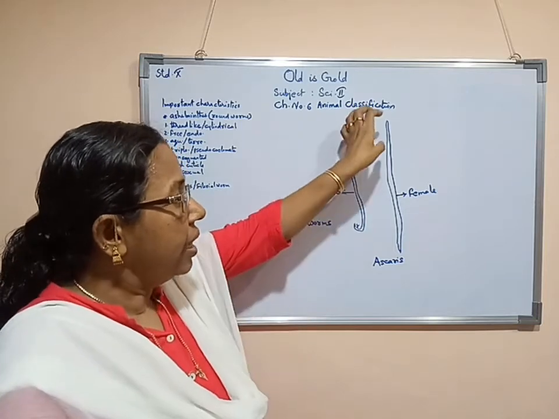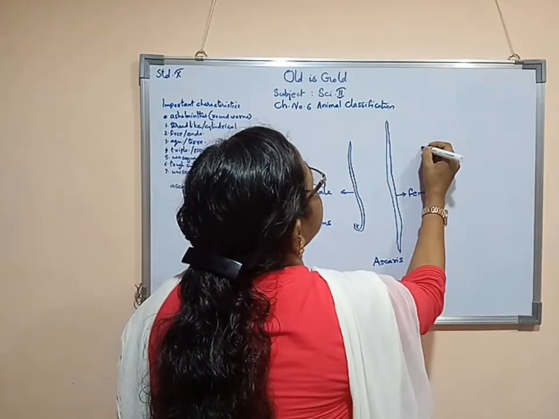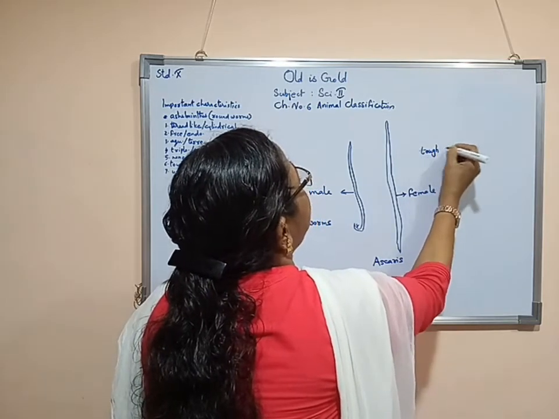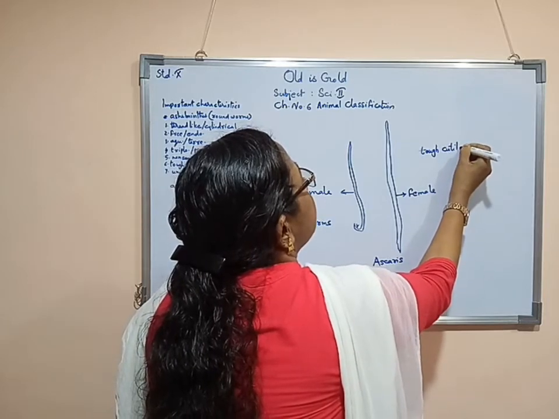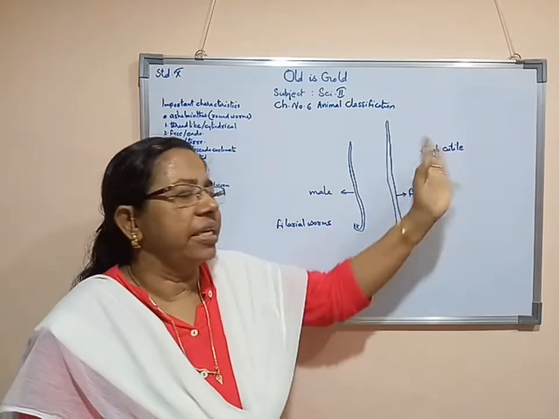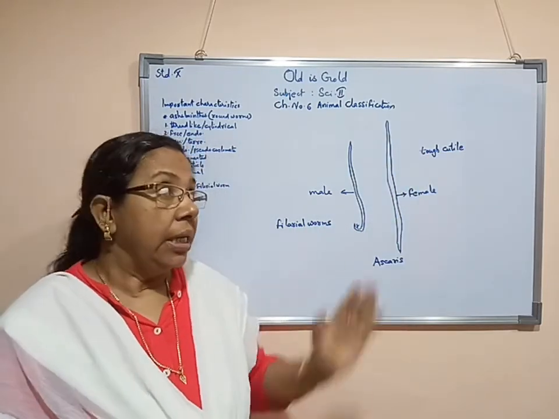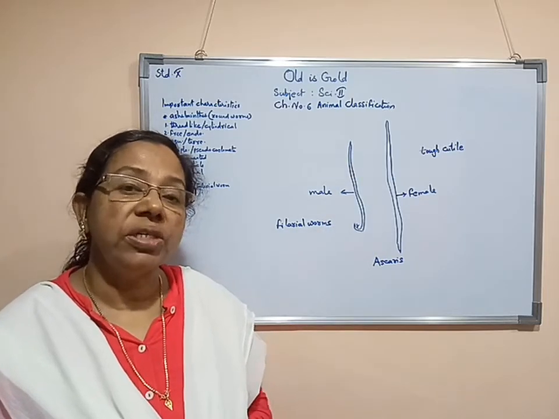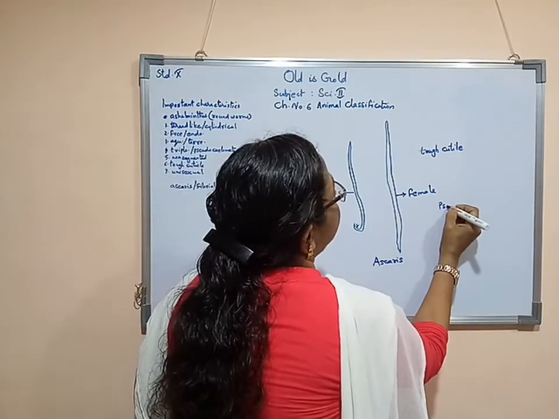Now, the female one is longer than the male. Then their outer cover is made with the help of a thick or tough cuticle. Inside their body a pseudocoelom is there.